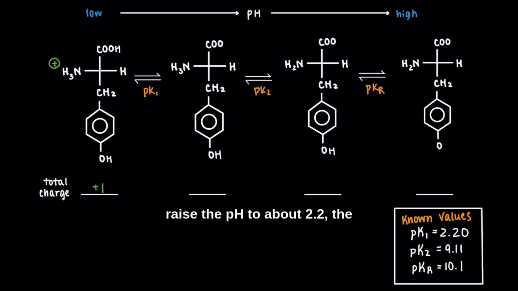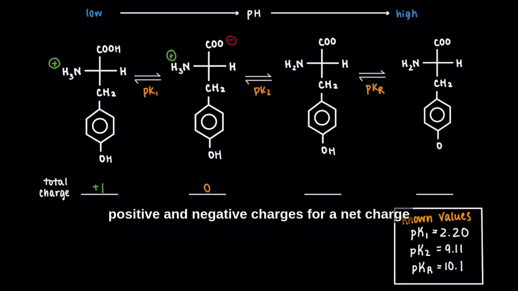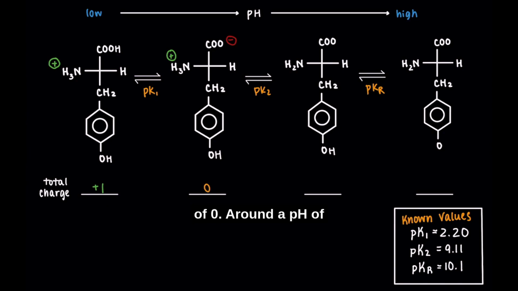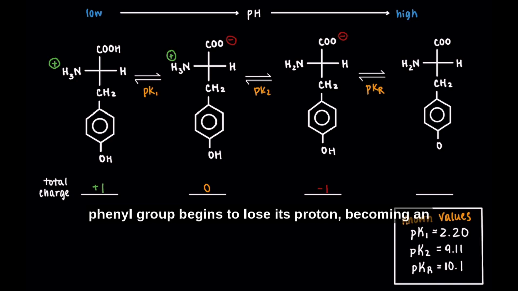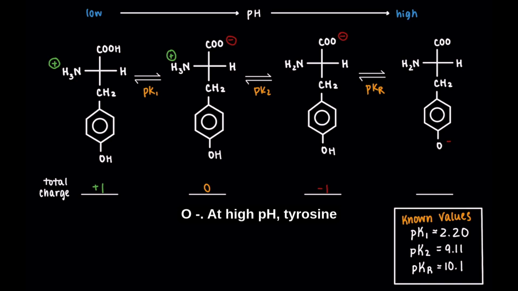As we raise the pH to about 2.2, the carboxyl group deprotonates to COO-. This gives us a zwitterion, where there are equal positive and negative charges for a net charge of 0. Around a pH of 9.1, the amino group deprotonates to NH2, and the molecule has a net charge of -1. Finally, at a pH around 10.1, the phenyl group begins to lose its proton, becoming an O-. At high pH, tyrosine carries a net charge of -2.